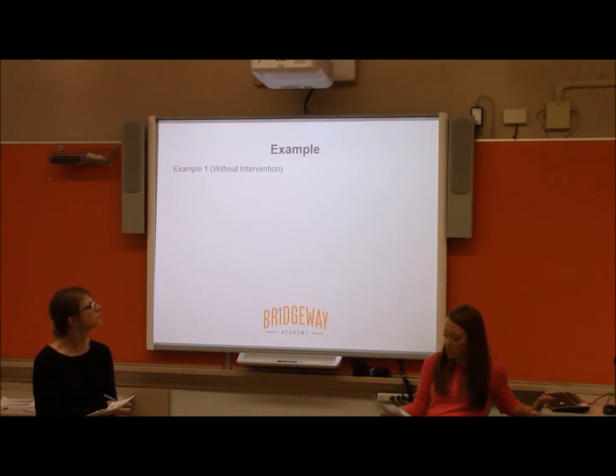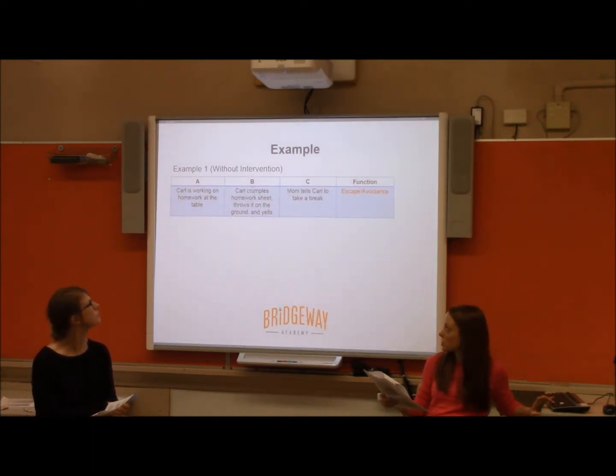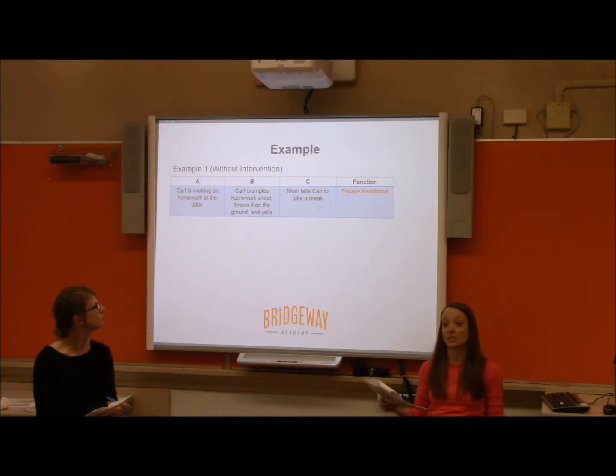So, example one, without an intervention, is Carl again. He's working on homework at the table. The behavior is that he crumples his homework sheet and throws it on the ground and yells. The consequence is that Carl's mom says, okay, go take a break. What's the function there? He's escaped and avoided having to do his homework.